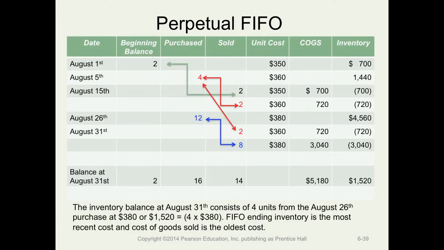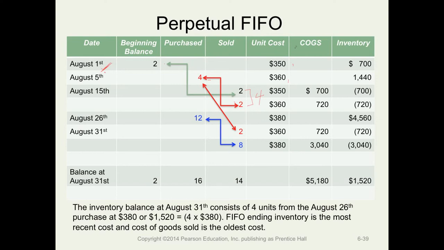But to see this more clearly, let's take a look at our illustration. We start the month, August 1st, with 2 units at $350. Then on August 5th, you buy another 4 units at $360. Here's the sale. On August 15th, you sell 4 units. And the assumption is the first goods in are the first ones out. So you sell 2 out of the beginning layer at $350, and the other 2 come out of the August 5th purchase at $360. We're going to formalize this in a minute.